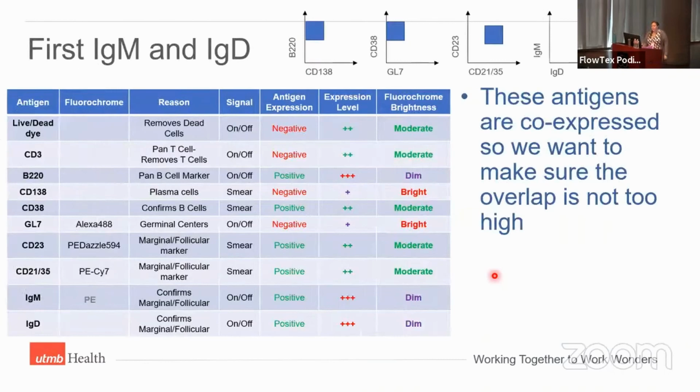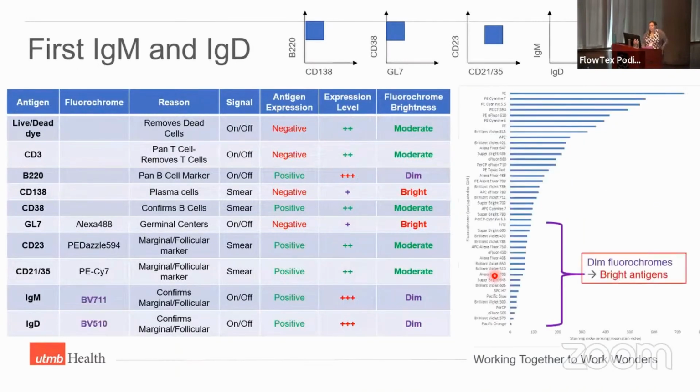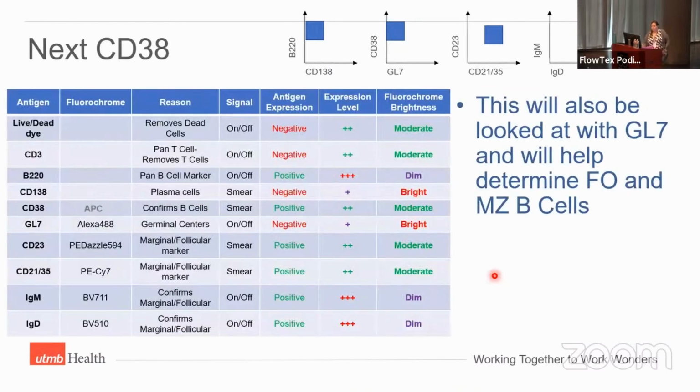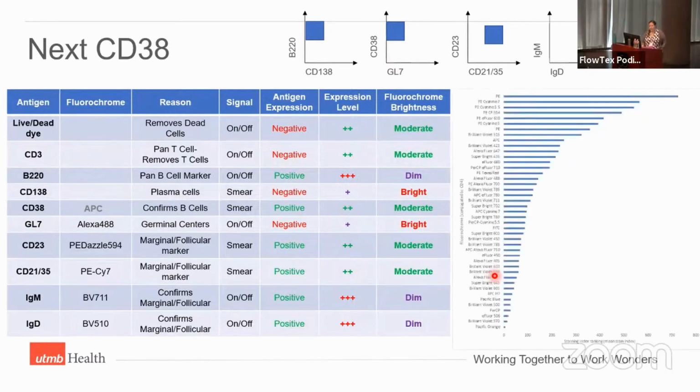So we went ahead and we started to change our antibodies. And earlier, we had mentioned that we picked Brilliant Violet 711 and Brilliant Violet 510 for IgM and IgG. So we went ahead and start filling that in. And then CD38 will look at with GL7 to look at our germinal centers, but it will also help us determine our follicular and our marginal zone. And APC was just way too bright. So we went ahead and changed that out for a more moderate fluorochrome.